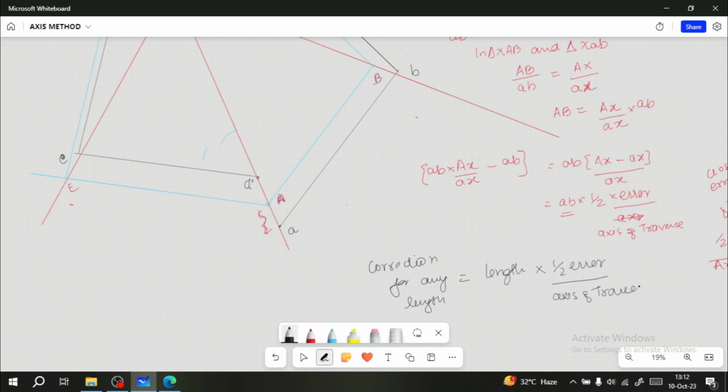Now I have already told you what the error is. Error is nothing but E equals the square root of the summation of latitude squared plus the summation of departure squared. This is our error. The length is the length of the side of the traverse that we want to calculate the correction for, and the axis of traverse. So this is how we can apply the axis method.